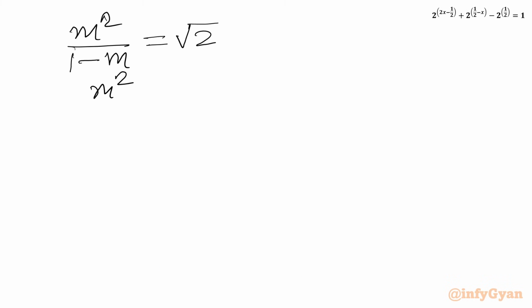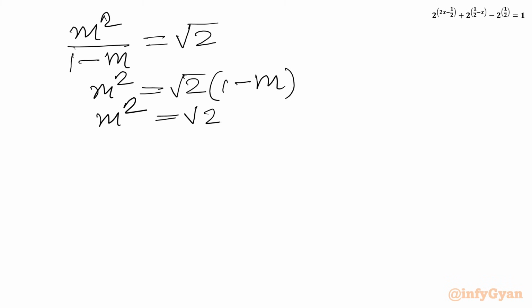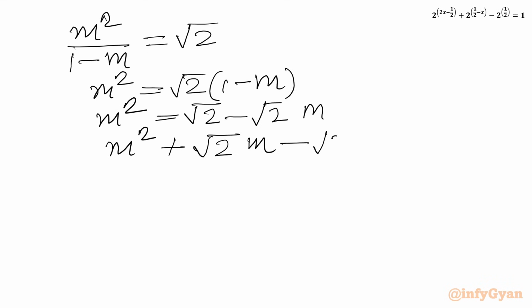So I will write m square over 1 minus m equal to square root 2. Or I can write m square equal to square root 2 times 1 minus m, m square equal to square root 2 minus square root 2 times m, or I can write m square plus square root 2m minus square root 2 equal to 0. So this is one quadratic in m, and m was 2 power x. So let's find m first.